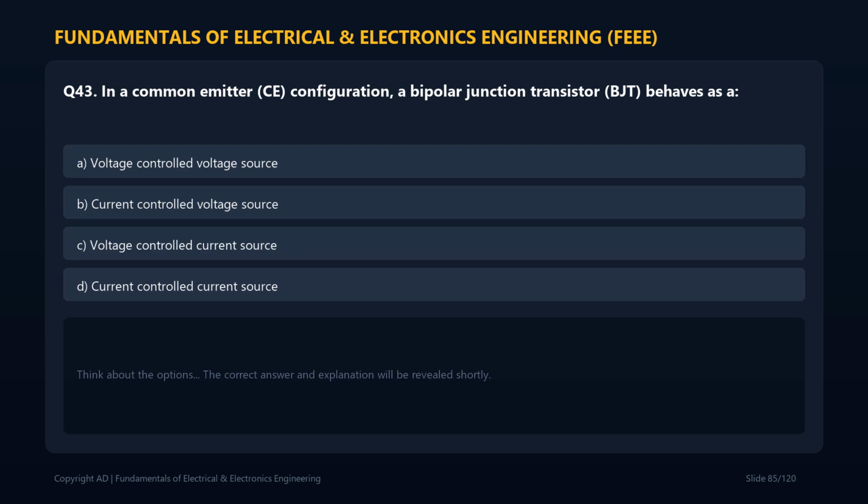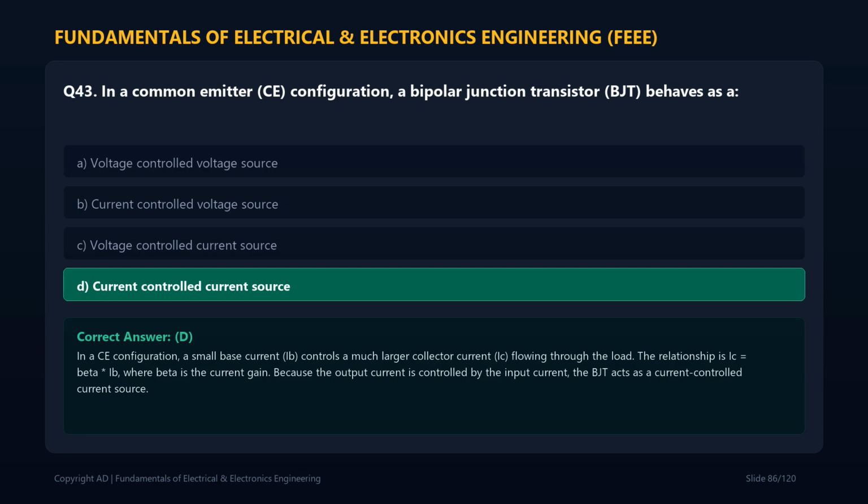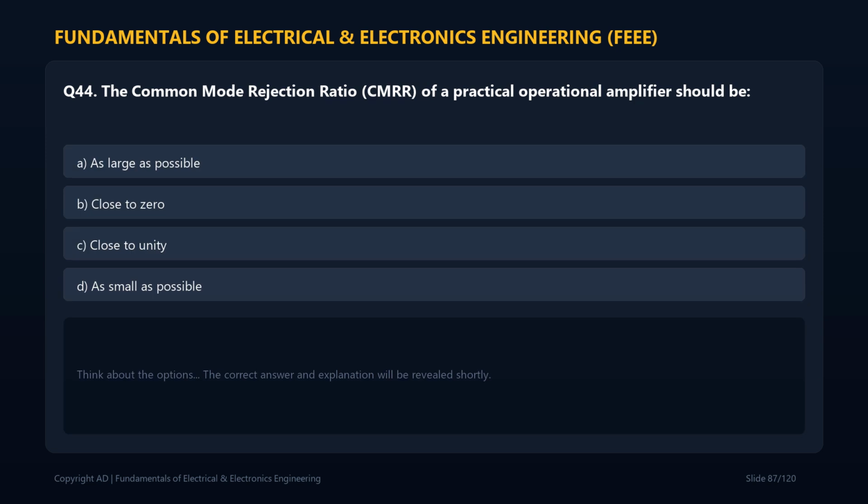Question 43. In a common emitter configuration, a bipolar junction transistor behaves as a: option A, voltage-controlled voltage source; option B, current-controlled voltage source; option C, voltage-controlled current source; option D, current-controlled current source. The correct answer is D, current-controlled current source. In CE configuration, the input base current controls the output collector current, making it act as a current-controlled current source.